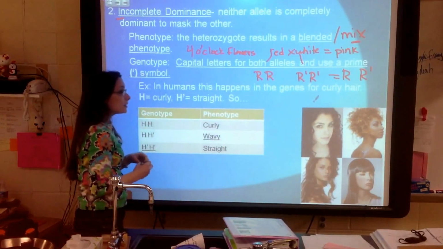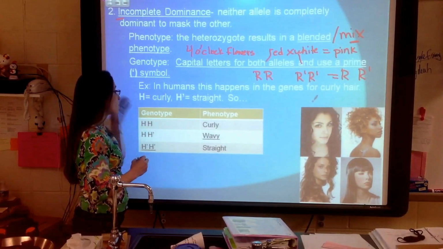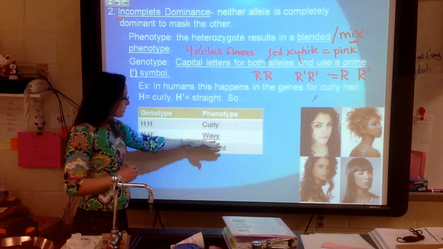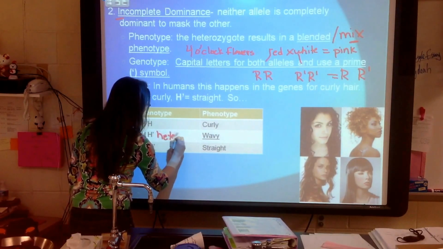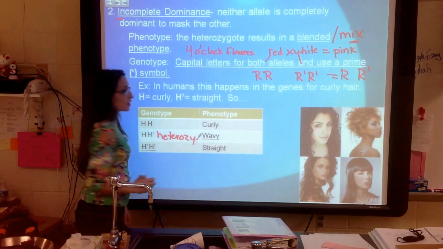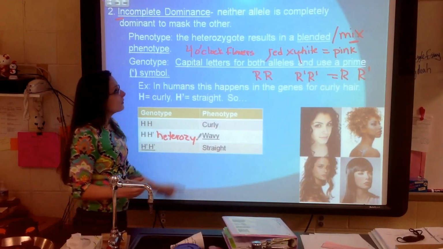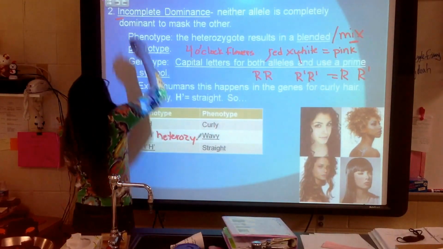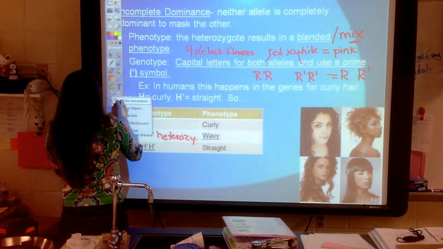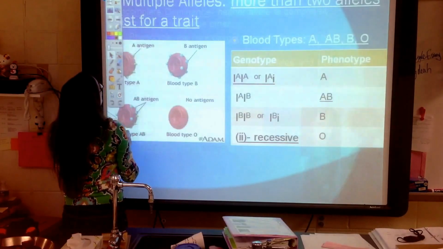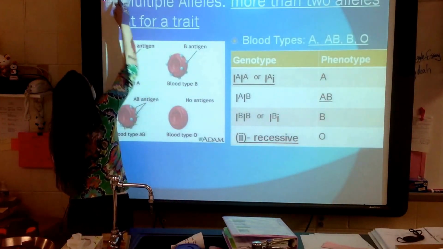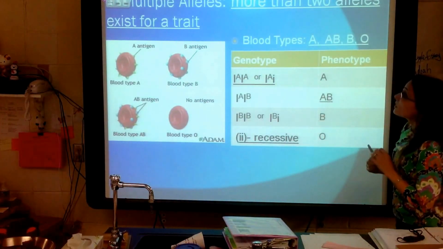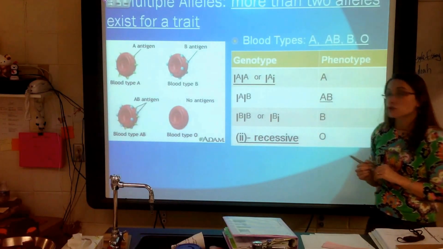In humans, it happens in the genes for curly hair. So big H is curly, H prime is straight, and so your heterozygote is actually wavy hair. And so this is our example here of incomplete dominance. We have one more example that we want to look at today, and it's called multiple alleles. This is where there are more than 2 alleles for each trait.